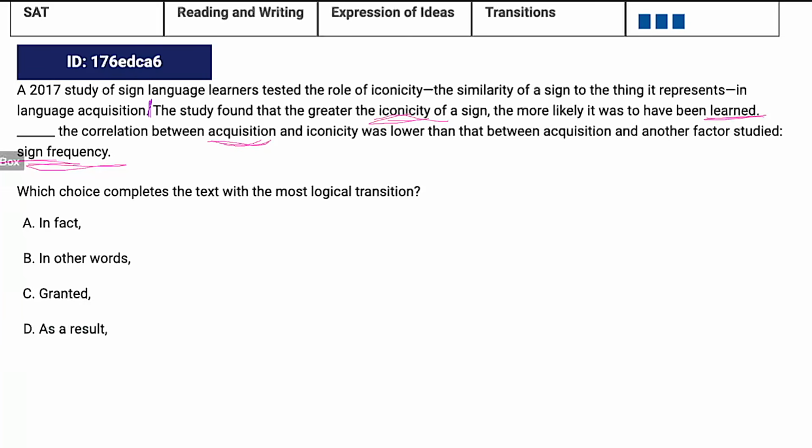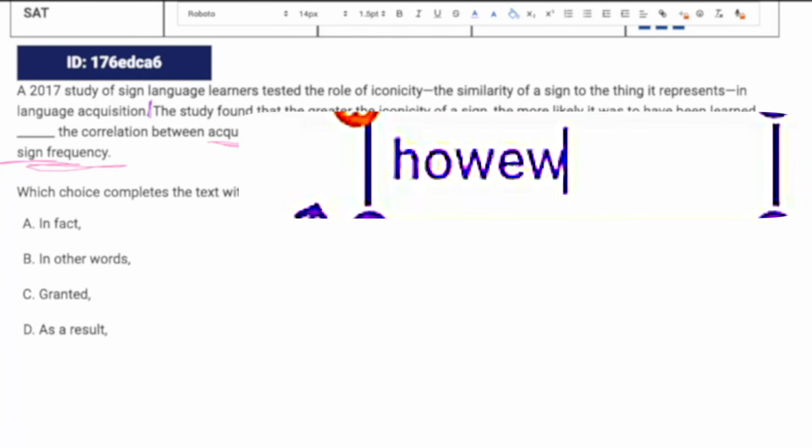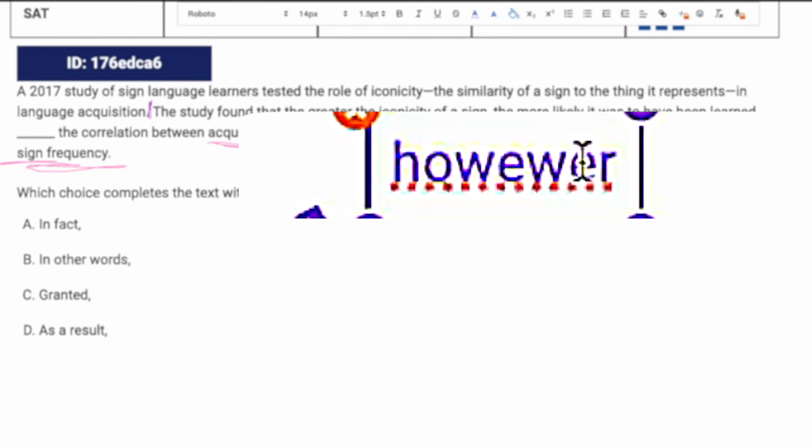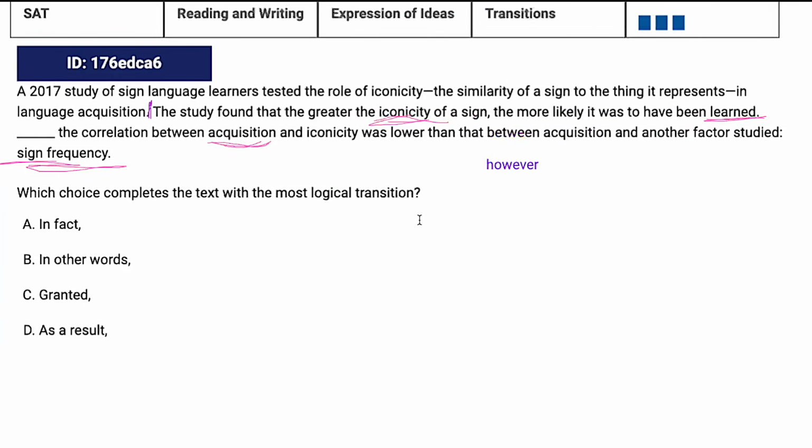So like I said, my go-to for contrasting is going to be however. So however will be my anticipation. However. Okay, so then let's go through. In fact. In fact is not going to be in the same category as however. So that one's out. In other words is interesting because it seems like it's also negative, right?